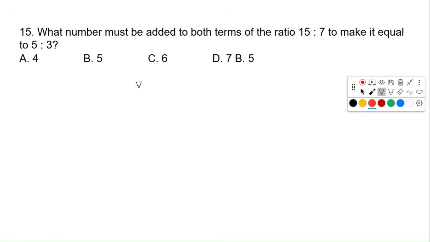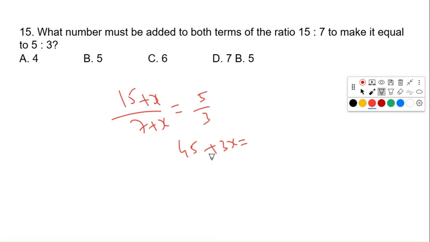Okay, so now look at this. What number must be added to both the terms to make it equal? So 15 plus x. I don't know what number I have to add, so I'm taking it as x. Once added, it should be 5. So 3 5s are 45, 3x, 5 into 7 is 35, and 5x. So quickly try to get x on one side, say this is 2x, and this is equal to 10. So what is your x value? Go and mark it, again, don't write.